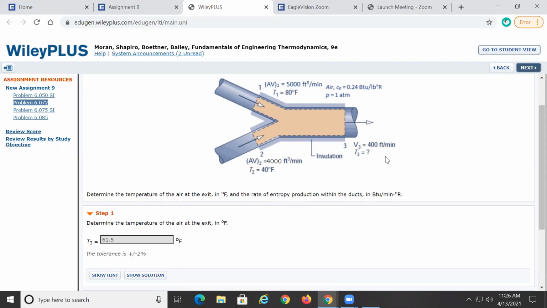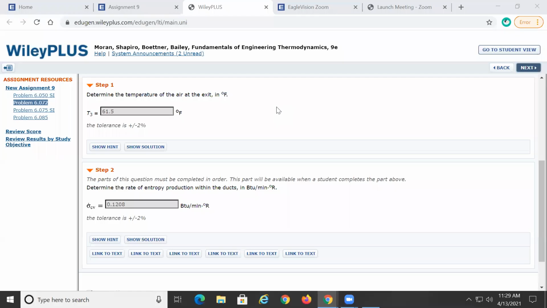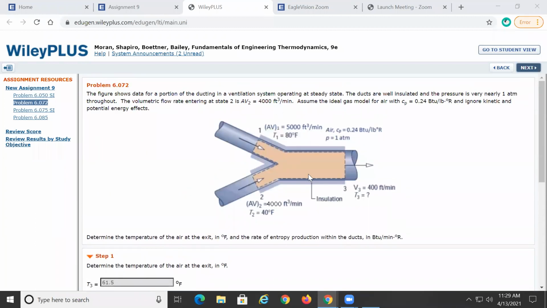Okay, so I'm very confused with this V3 here. Okay, guys, like I mentioned, what I find confusing in this problem is this velocity here, no? That is putting me off, but hopefully we figure it out.